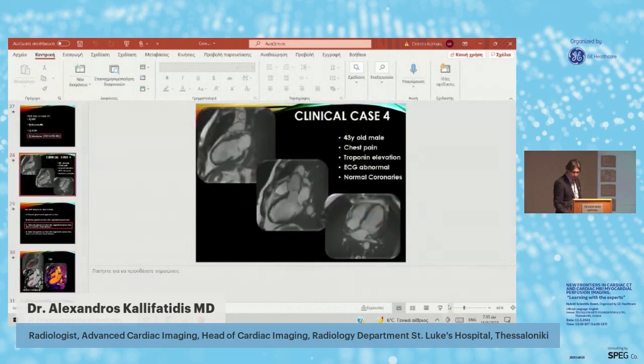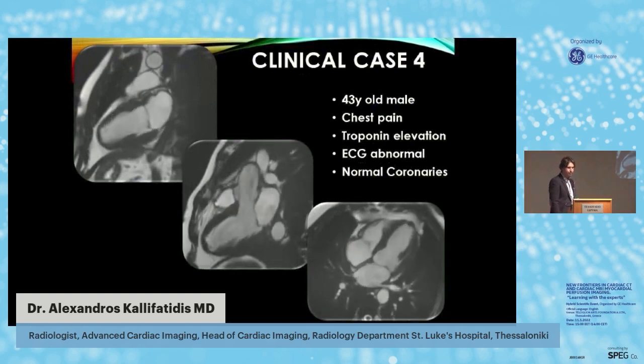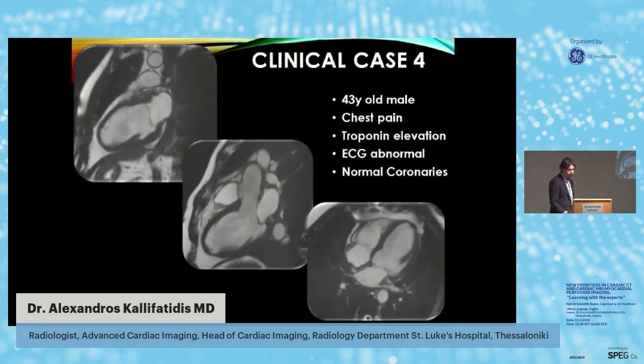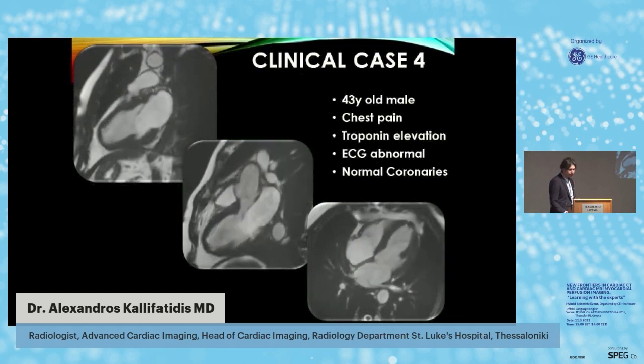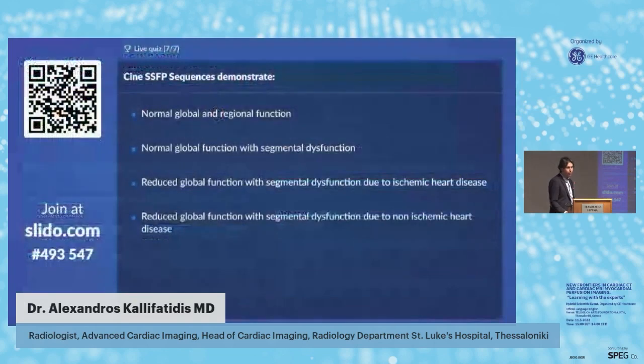Just one final case. It will not be with stress perfusion, but a 43-year-old male that presented with chest pain, troponin elevation, abnormal ECG, and his coronarography was completely normal. Once again, CMR in order to make the diagnosis for this pathology, this acute event. And from these slices, long axis views, check carefully. And here comes the next question. From these SSFP sequences, do you believe that we have a normal global and regional function? We have a normal global function with segmental dysfunction. We have a reduced global function with segmental dysfunction due to ischemic heart disease, or reduced global function with segmental dysfunction due to non-ischemic heart disease. And the right answer is C.